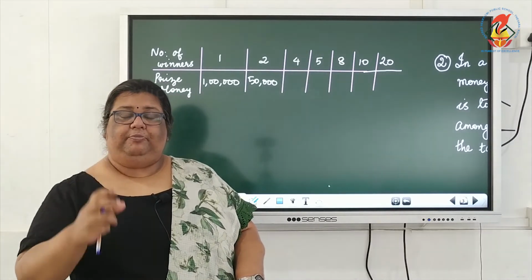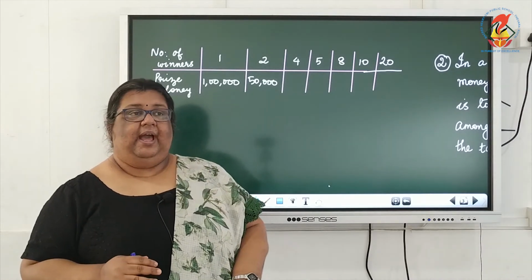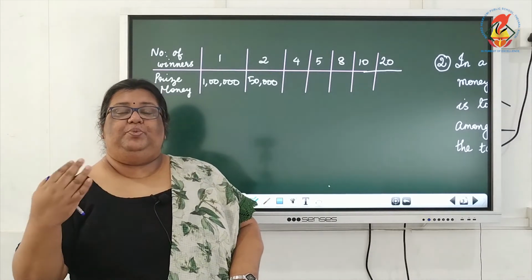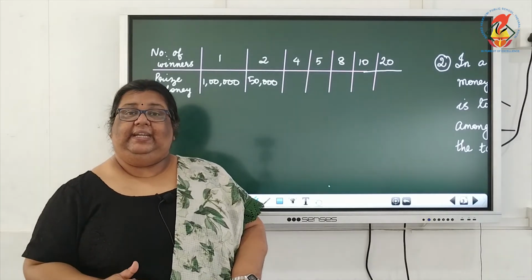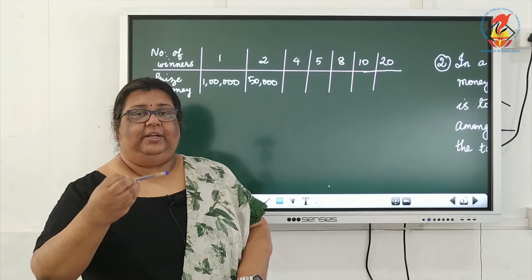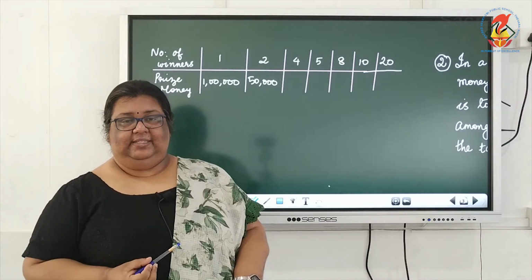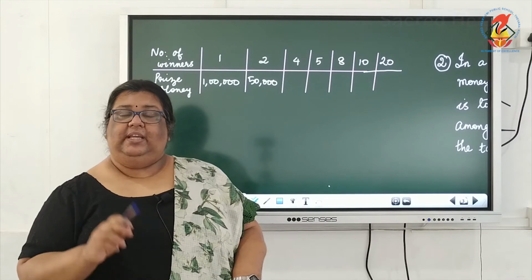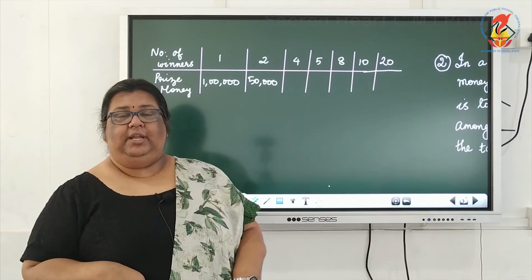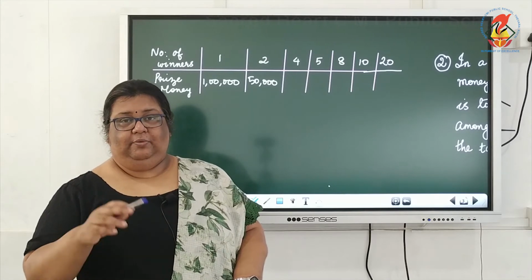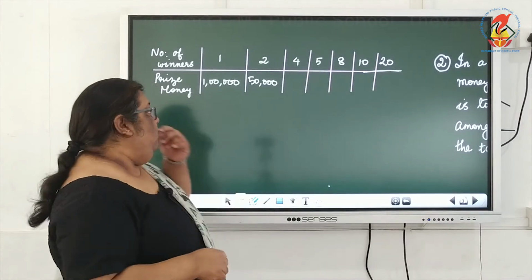So the amount of money each person gets will be less. As the number of prize winners increases, the prize money decreases. One quantity increases, other quantity decreases. So which proportion is this? It is an inverse proportion. And for an inverse proportion, what will be constant? The product of the quantities will be constant.